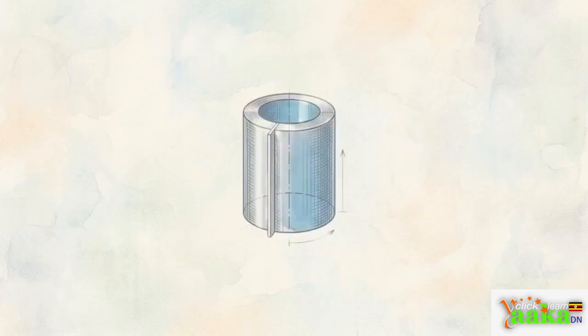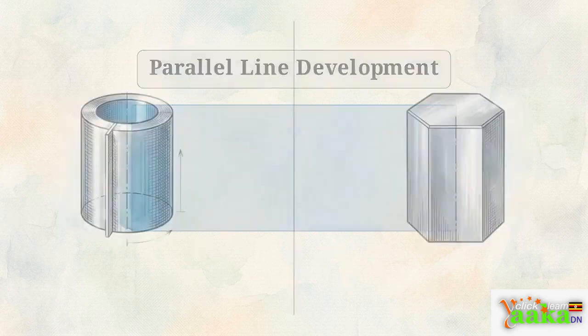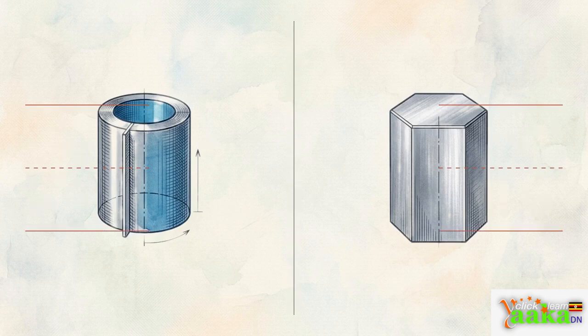This animation shows a cylindrical water tank as it unrolls into a flat rectangle. This specific process uses our first foundational technique, parallel line development. We apply this method to objects that maintain a constant cross-section throughout their entire length, such as cylinders and uniform prisms. Because the shape doesn't taper, the lateral surface is developed by projecting lines strictly parallel to the object's central axis.